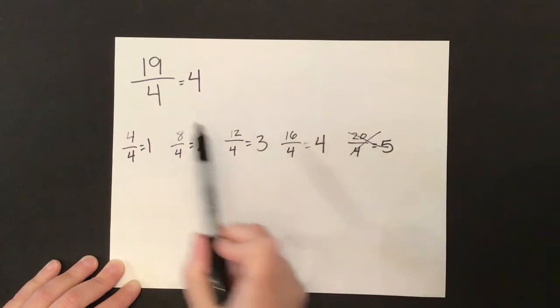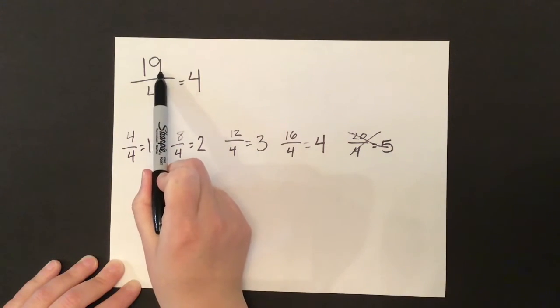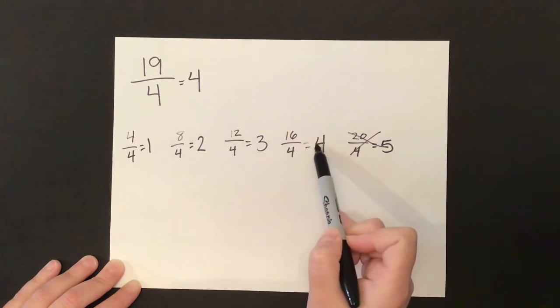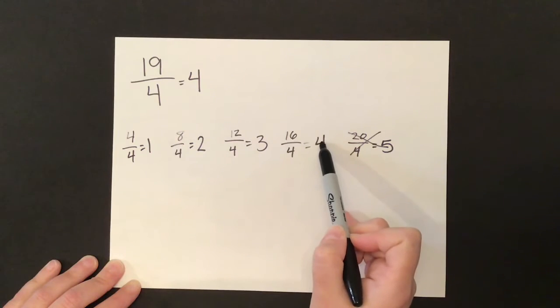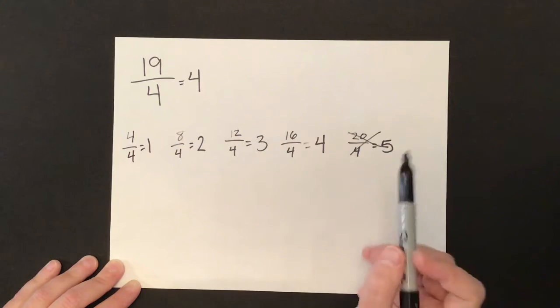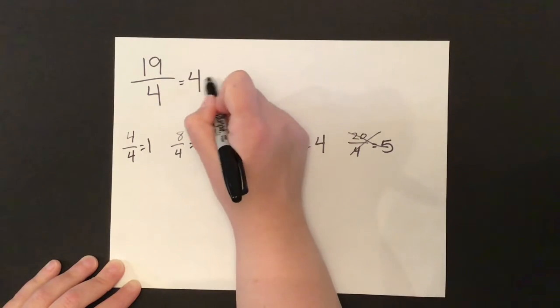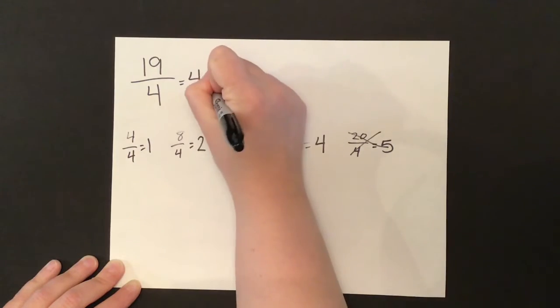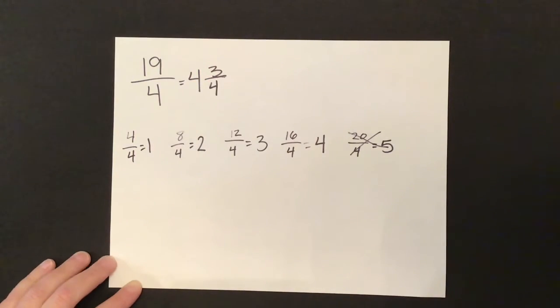And then I need to figure out if there's 19 pieces and 16 of them are put in groups, or 16 were able to be put into wholes. 19 take away 16, that's 3. So that means there's 3 extra pieces. And we're working with fourths.